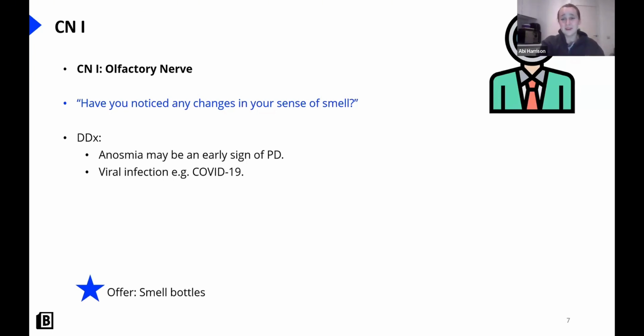So some of the differentials that you might be thinking about, I think it's quite unlikely that you'd have an isolated cranial nerve 1 palsy in an exam, but viral infections, again, less likely because they're acute. They couldn't have an infectious patient in an OSCE, but something like COVID is really classic. And then loss of smell might also be a really early sign of Parkinson's disease.